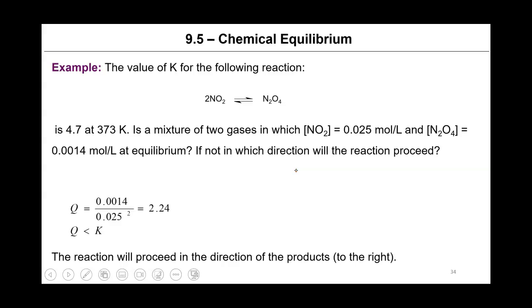So let's have a look at this. It says the value of K for the following reaction is 4.7. Is a mixture of gases in which the concentration of NO2 is 0.025 and the concentration of N2O4 is 0.014 at equilibrium? We should think about how we will write Q.